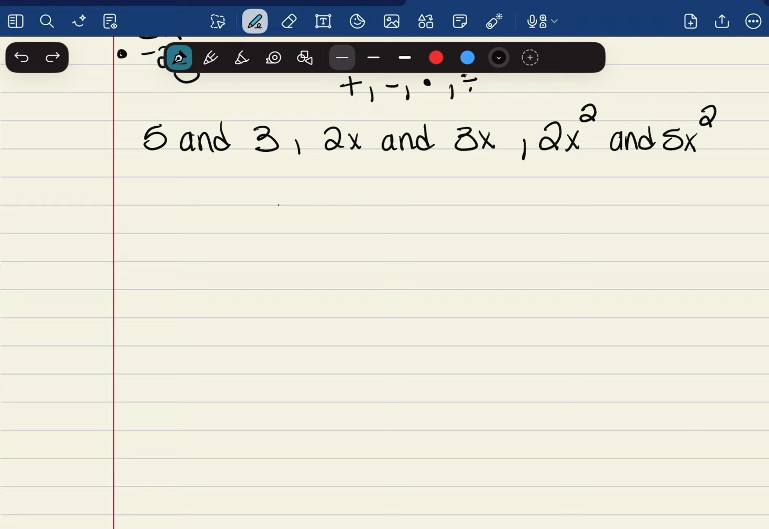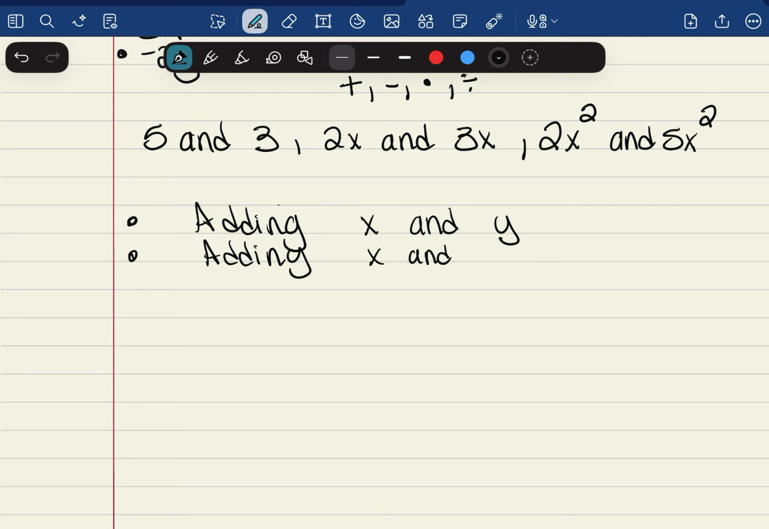Cool. So, common mistakes to avoid. Adding x and y. Okay, so I get this a lot, where people are adding x and y because they literally think that since x and y are together in the alphabet, they should add them. But no, don't do it. Don't overthink.